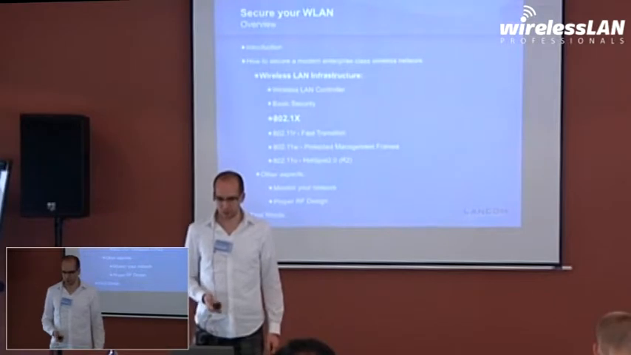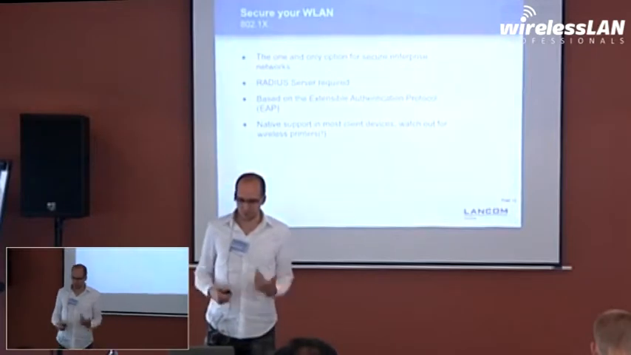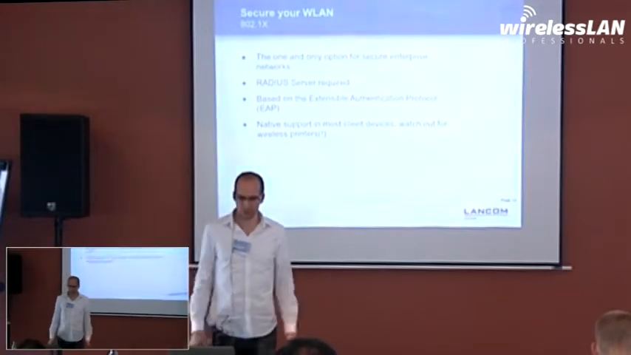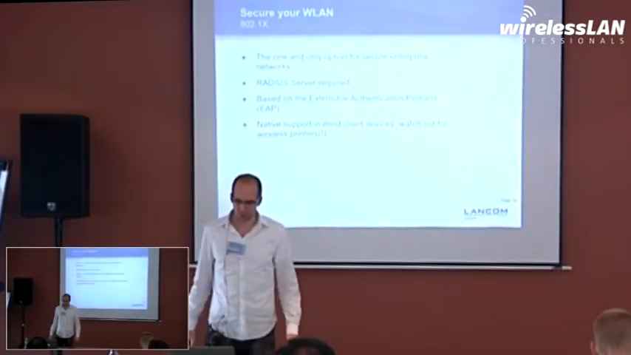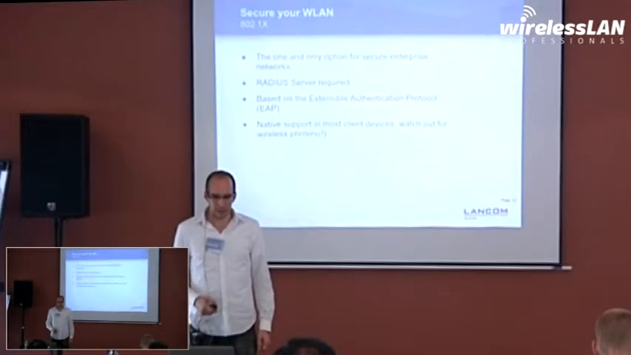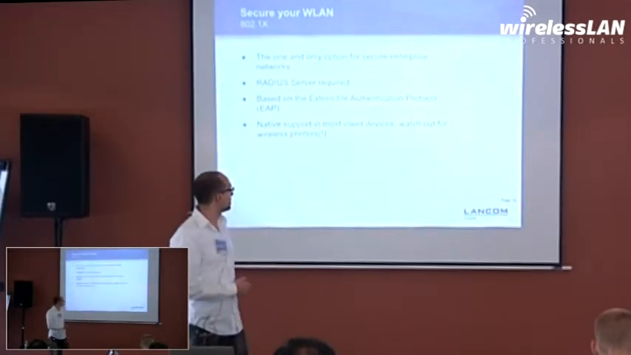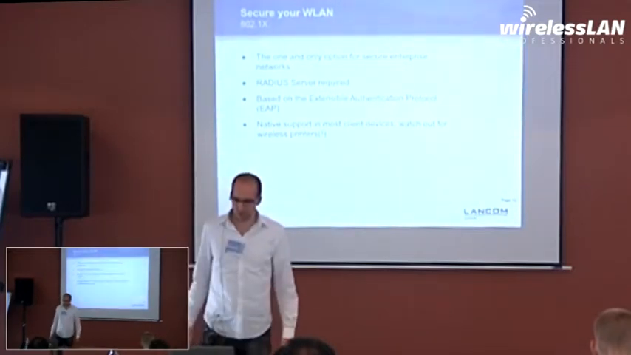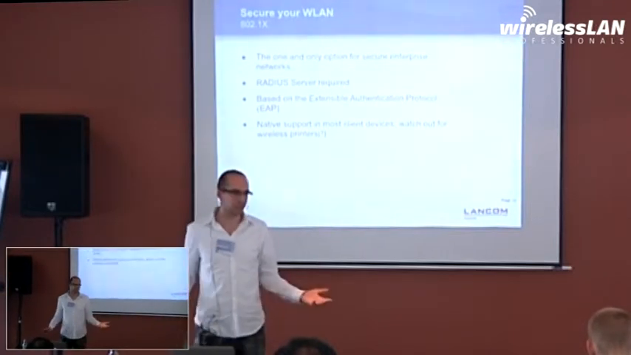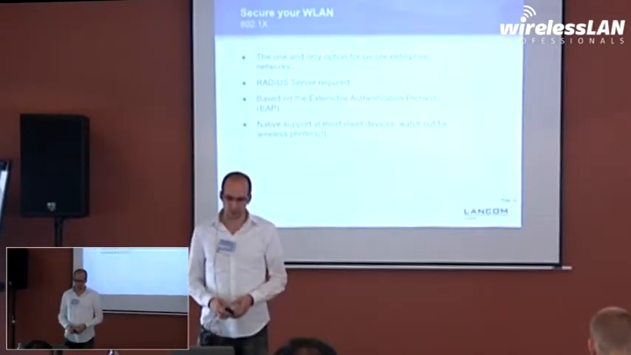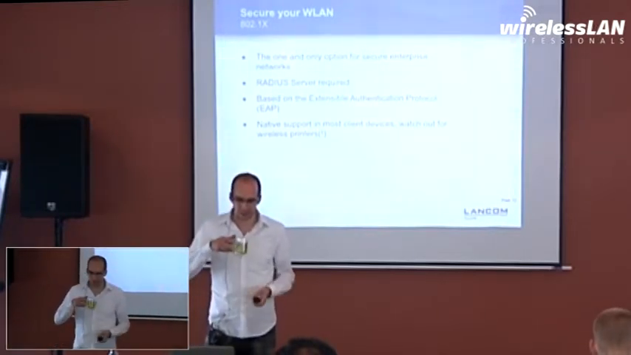Okay, moving on to 802.1X, which comes from the wired world, not the wireless world. From my perspective, it's the only choice for secure enterprise networks. Yes, it requires a RADIUS server, but that should not be a problem nowadays. Security and authentication is usually based on the Extensible Authentication Protocol, the EAP protocol, which has native support in most of the clients today, although there are some printers, called OfficeJets, that do not offer it. And of course, maybe we have to look at the Internet of Things coming.